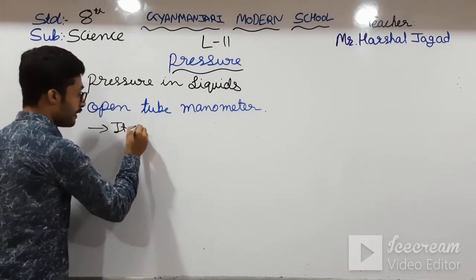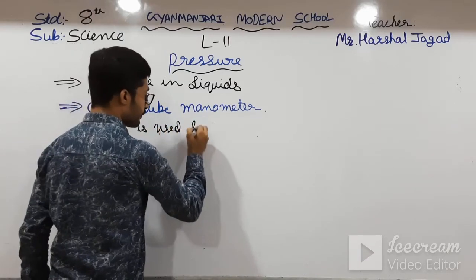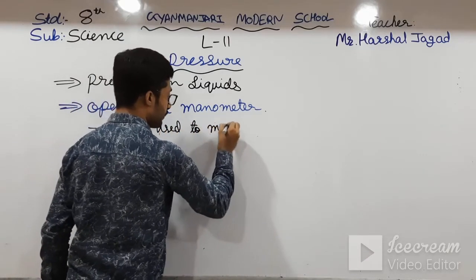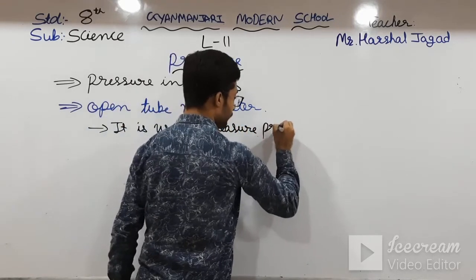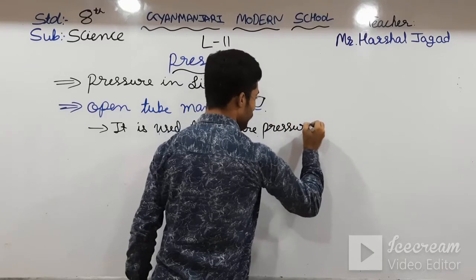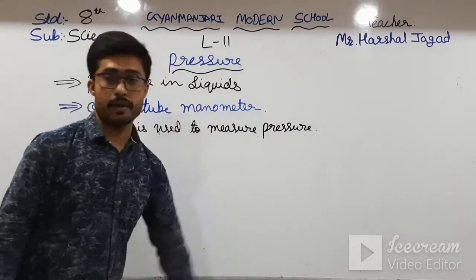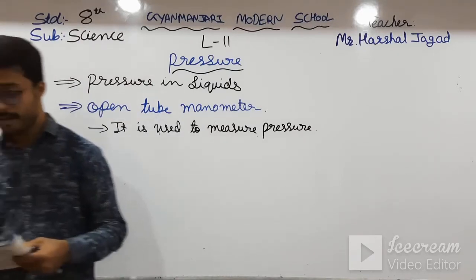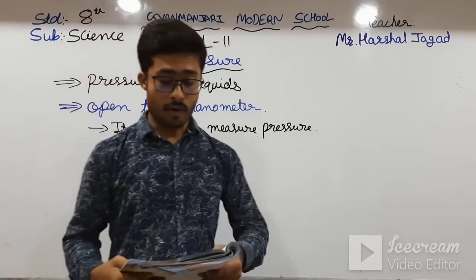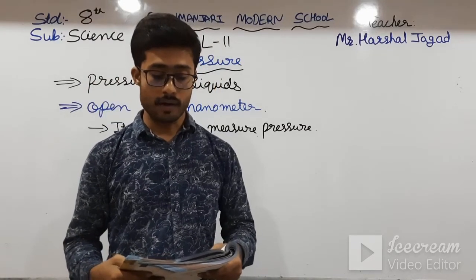It is used to measure pressure. Okay, this device is used to measure pressure. So this was the first point, and it is also known as a pressure gauge.